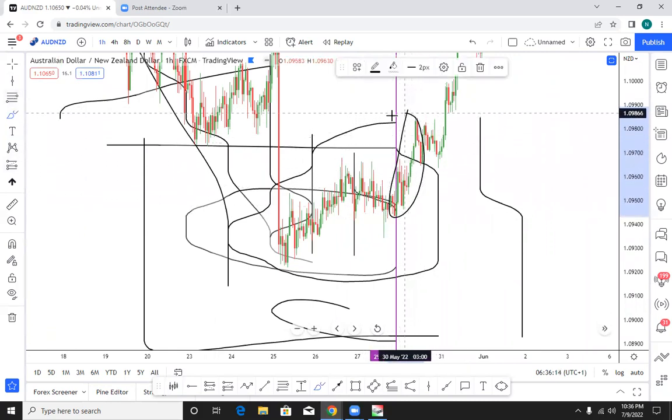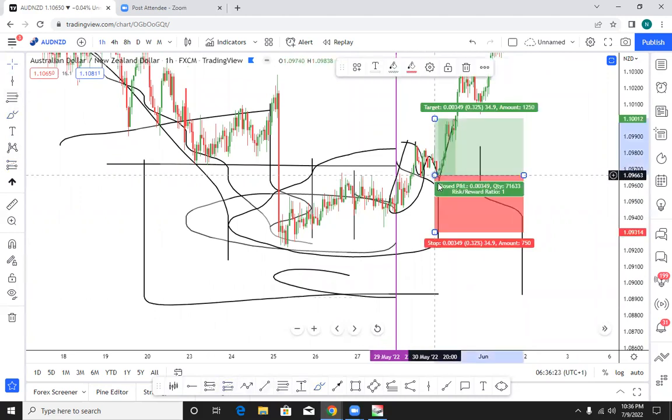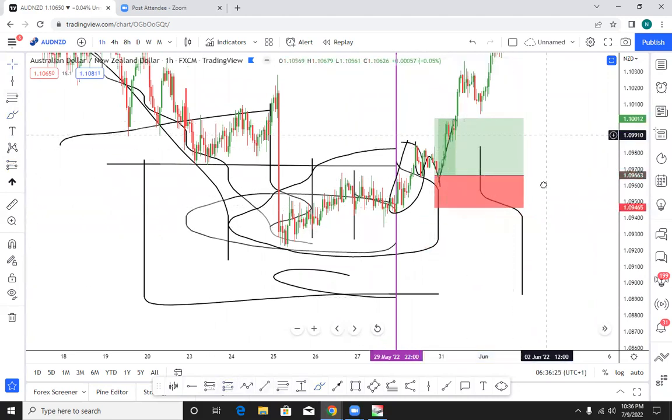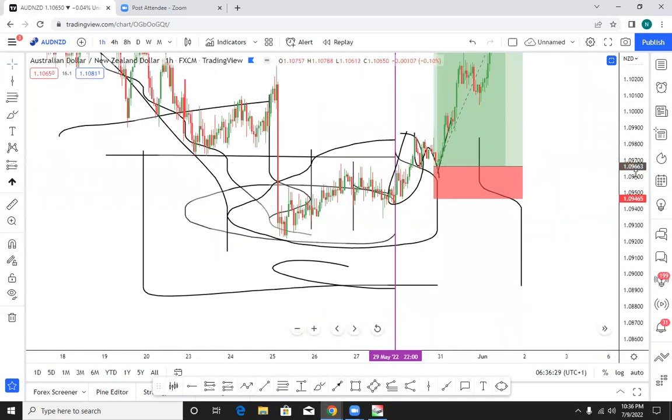Can you see the impulse? Okay. Can you see the correction? Can you see the continuation? Boom. That's your trade. Can you see? This is how you do it, guys. This is your trade. And then here to the upside. Can you see?